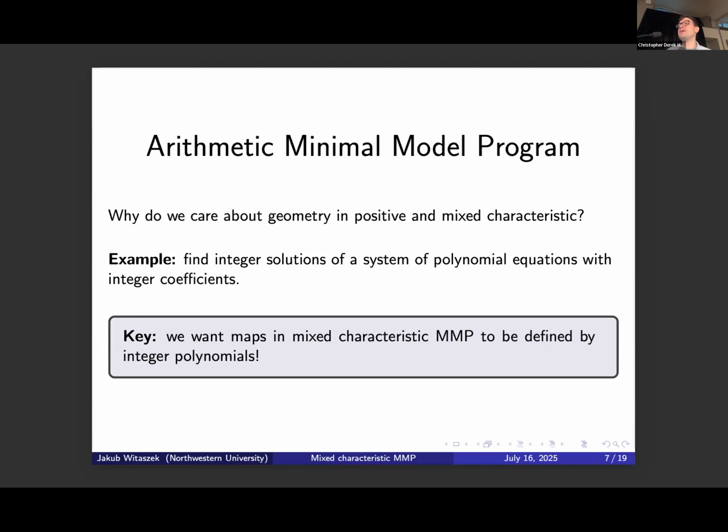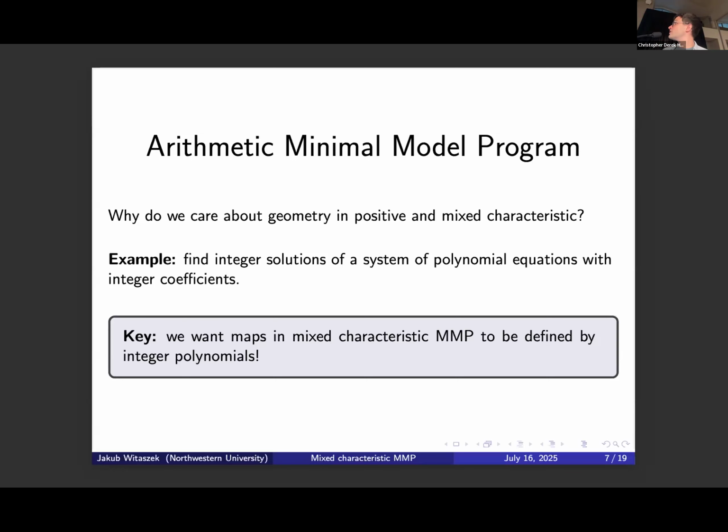But here we go to the key part. This is the block here. This is fundamental: when you run this MMP, you definitely want all your maps to be defined by integer polynomials. The moment you use fractions, the moment you use 1/5, 1/7, or 1/11, the answer you get may be vastly wrong. And it's something that feels very unnatural. If you're a geometer, you don't even think about it. In all your formulas, you're going to use fractions left and right. But you can't do this in mixed characteristic.